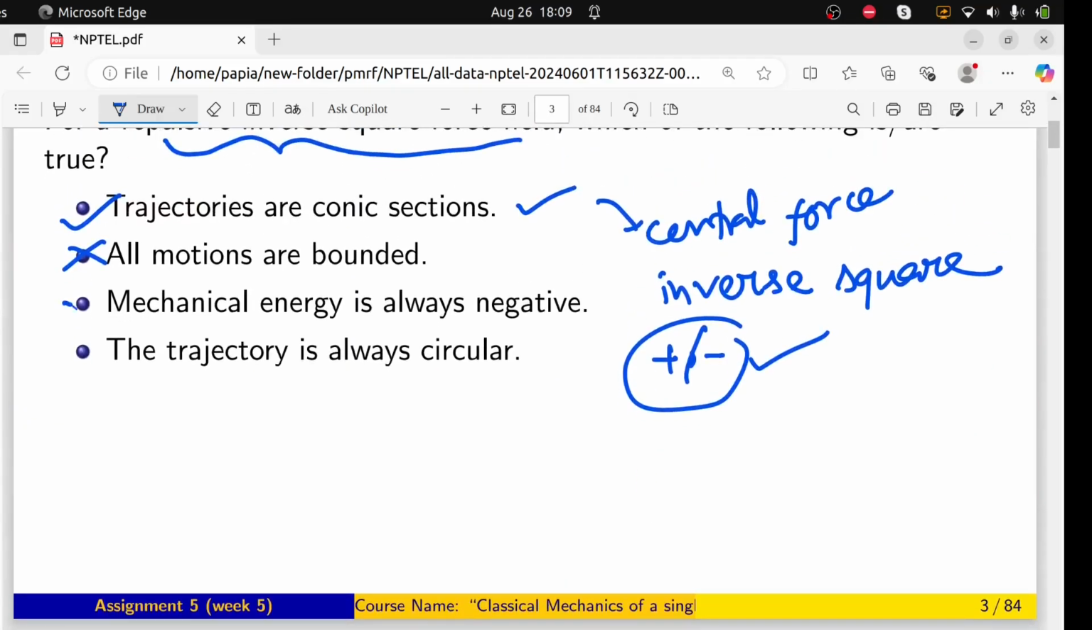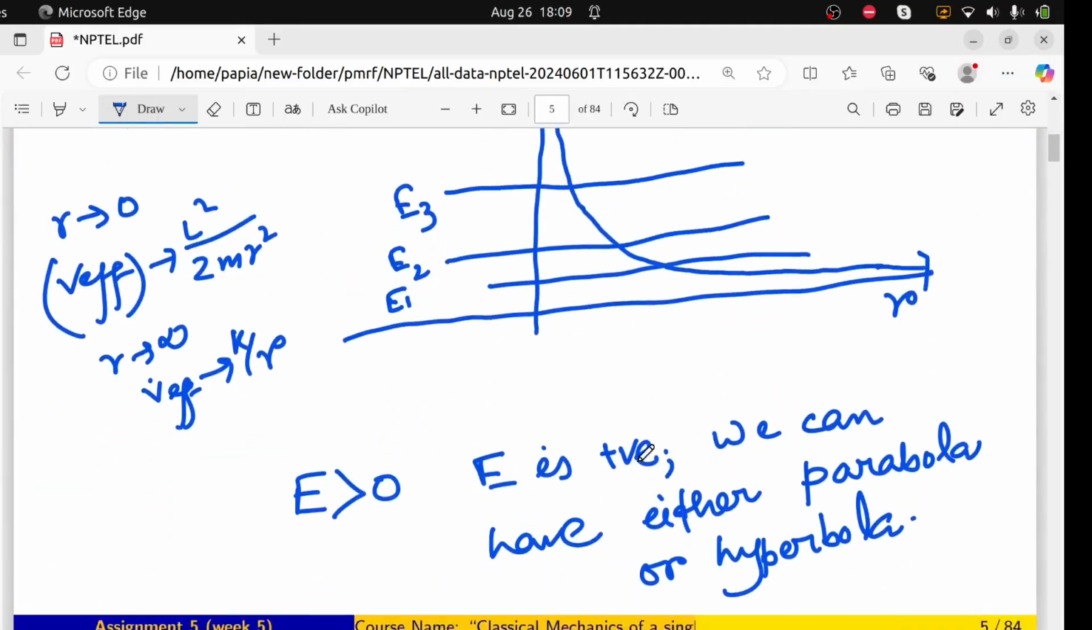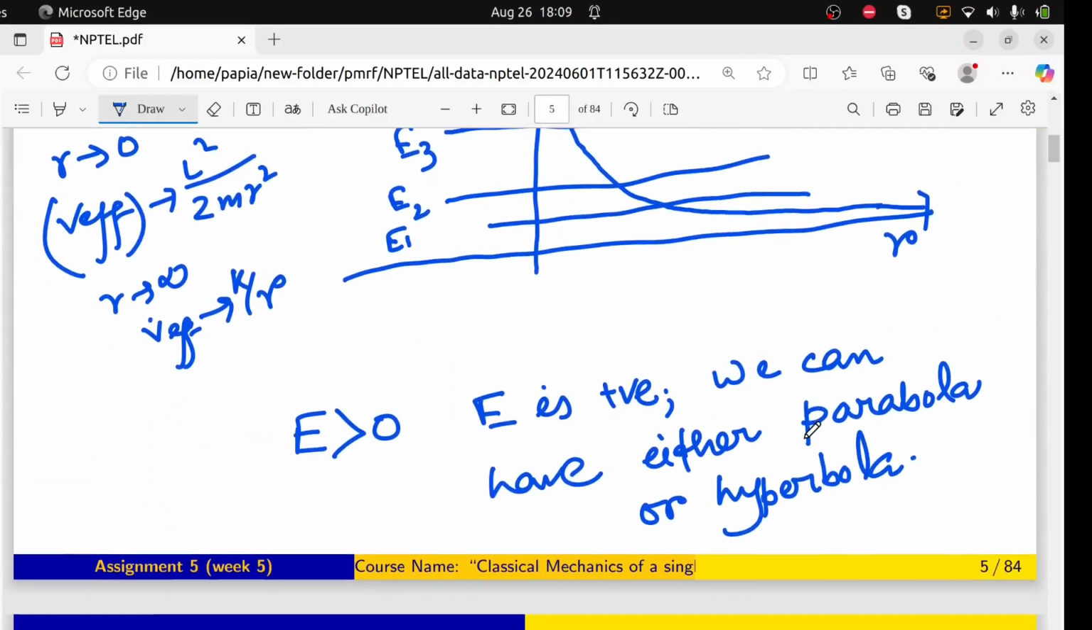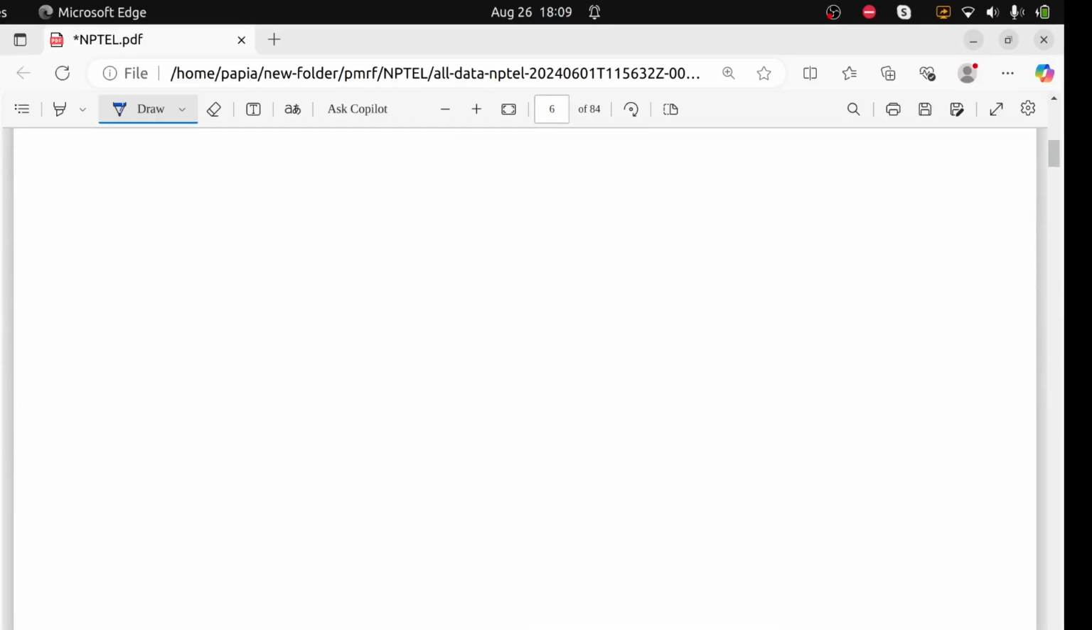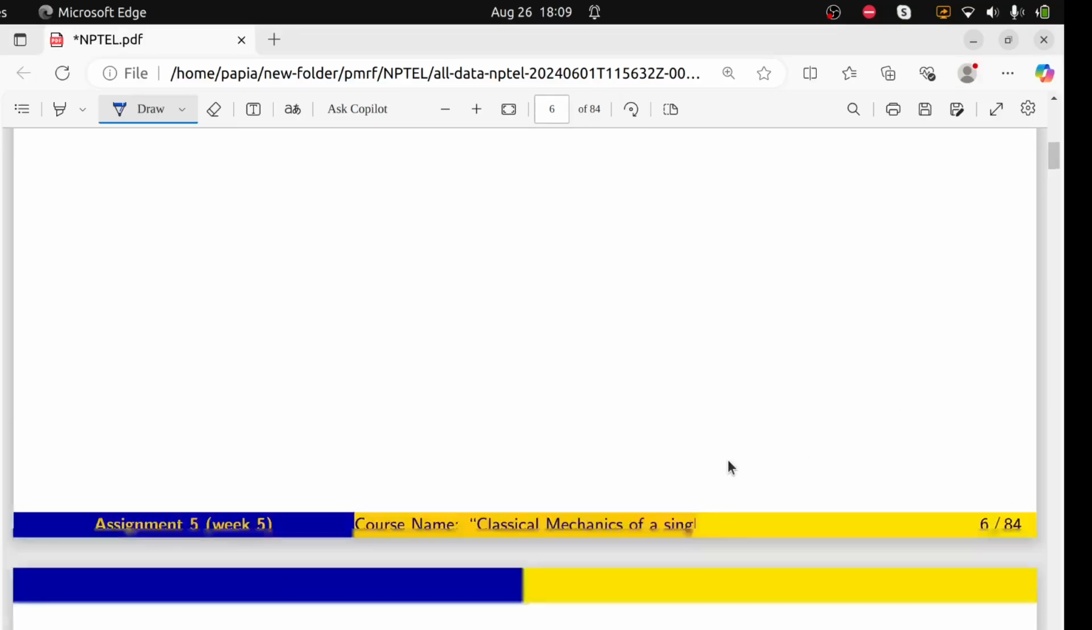So mechanical energy is always negative, it is not correct. The trajectory is always circular. No, there will be only two possibilities for the trajectory. Either it can be a parabola or it can be a hyperbola. It cannot be circular or an ellipse. Okay, so this was the first question's answer.